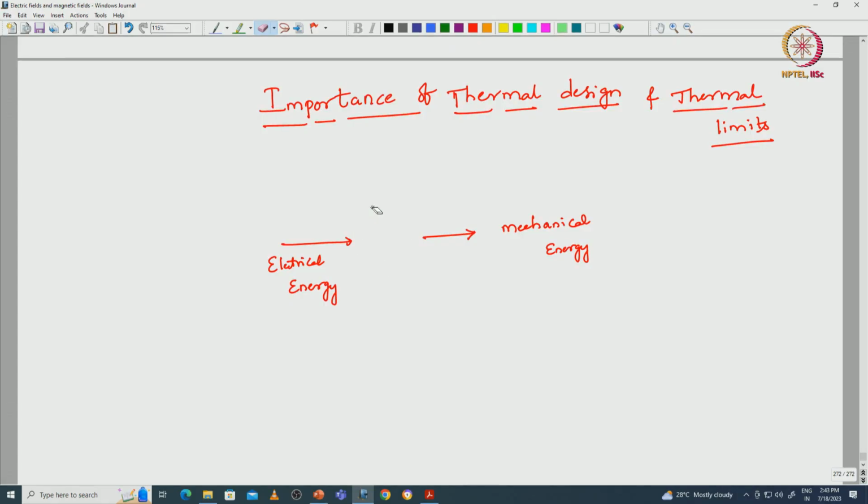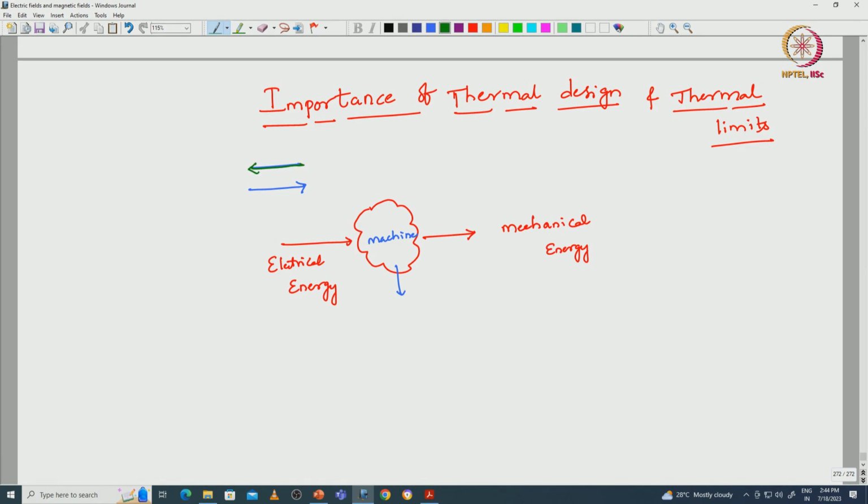In this lecture, we will discuss the importance of thermal design for the electrical machines and thermal limits with respect to the winding insulation. Let us consider the electromagnetic system where the input is electrical energy and output is mechanical energy, and in between magnetic domain will be there. The energy or power is flowing in both directions.